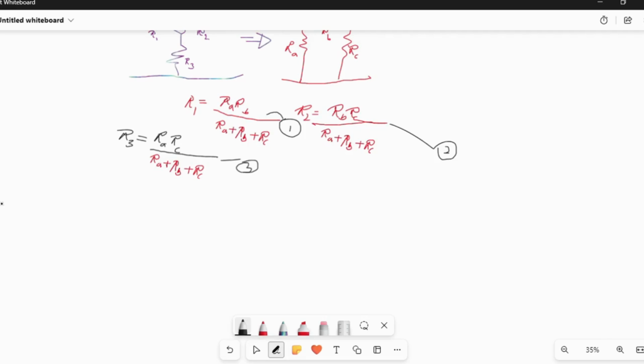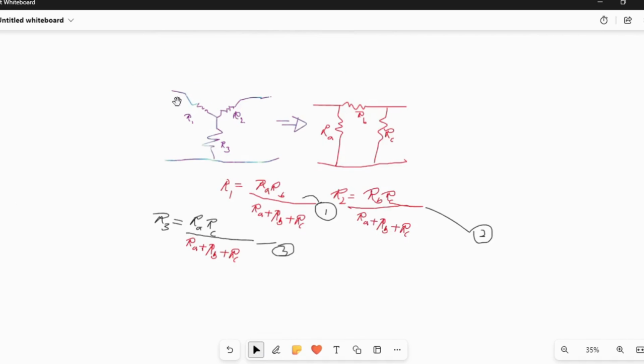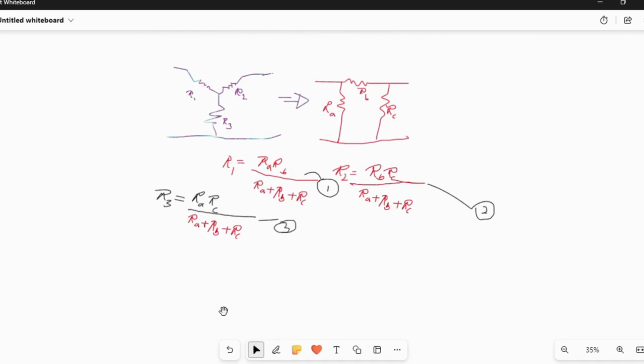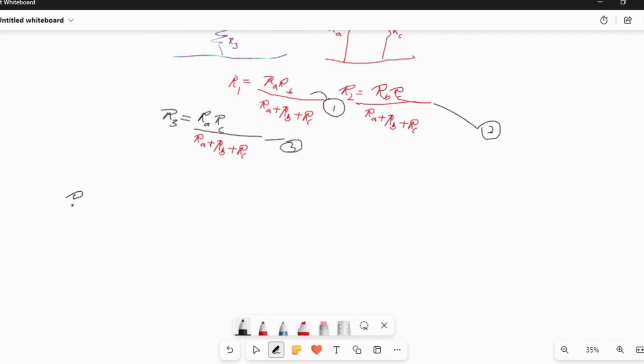Then I will write the product of all the resistances in this circuit that we want to transform into this circuit. So write R1 into R2 plus R2 into R3 plus R1 into R3, which is equal to, now we have to deal with these three equations. So R1 into R2 is what? R1 into R2 is RA into RB into RB into RC. So what is that? RA into RB squared into RC.